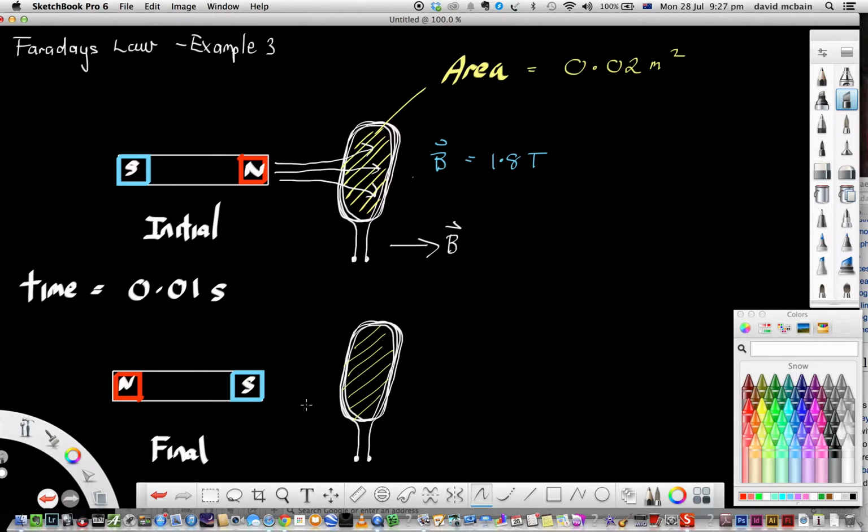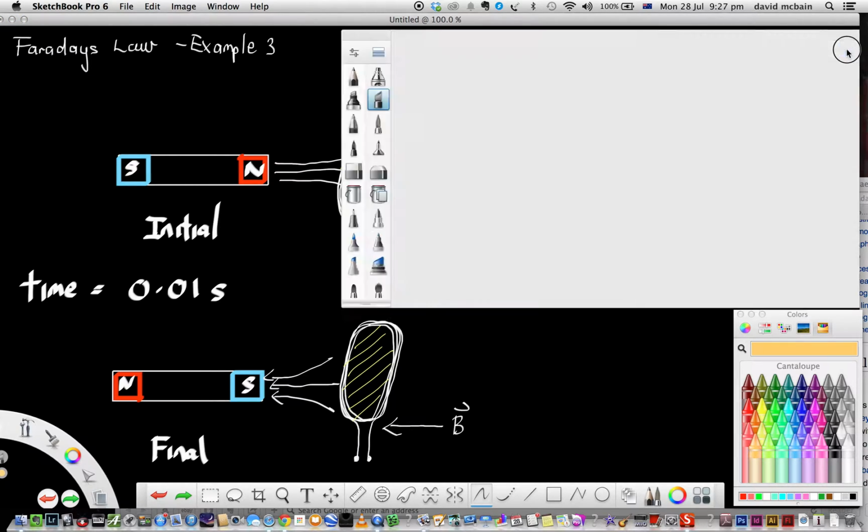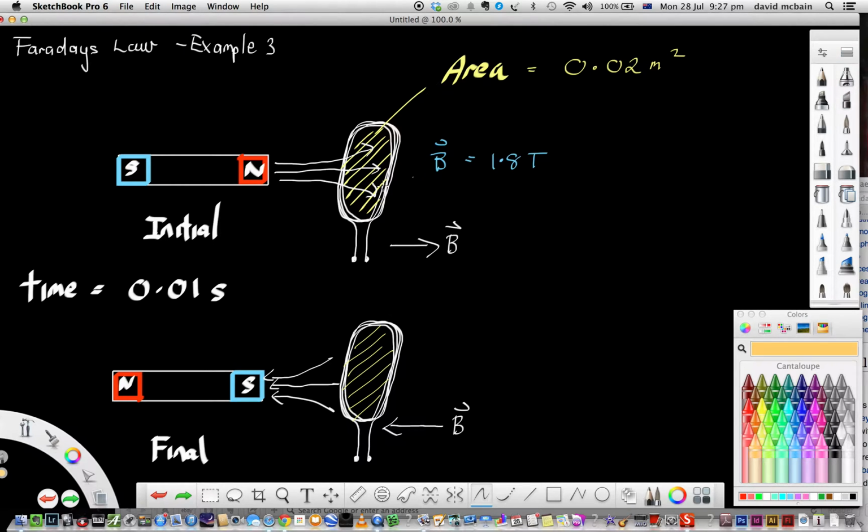When the magnet is spun around, remember the magnetic field lines come out of the north and go into the south. So in this situation, they're coming into the south pole, re-entering the magnet there. So the direction of our magnetic field through the coil is in that direction. Now the coil hasn't moved. So let's assign the normal at right angles to the face of the coil. There's our normal, and since the coil hasn't moved, our normal will still be in that direction.